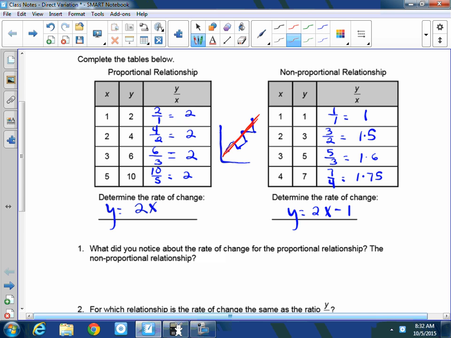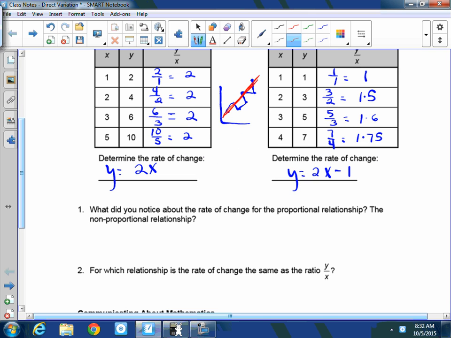This one always goes through 0. Thank you. This one always goes through 0. So that's another thing that differentiates the proportional from the non-proportional. Okay, so what did you notice about the rate of change for the proportional relationship? It's what? 2, right? M equals 2. What did you notice about the non-proportional relationship? M equals what? 2 as well, so they're the same, right?